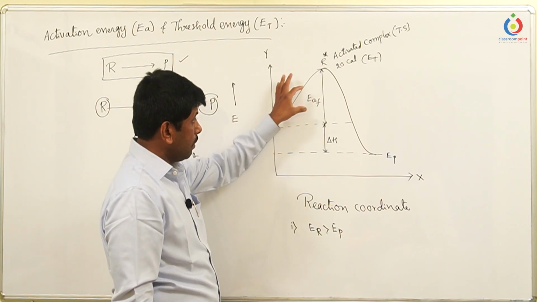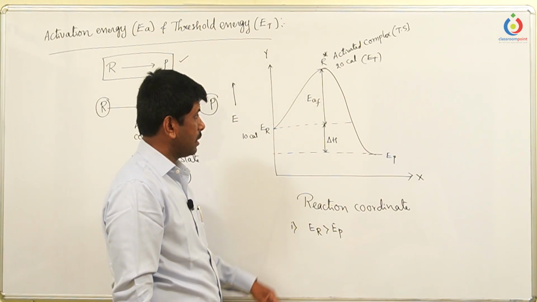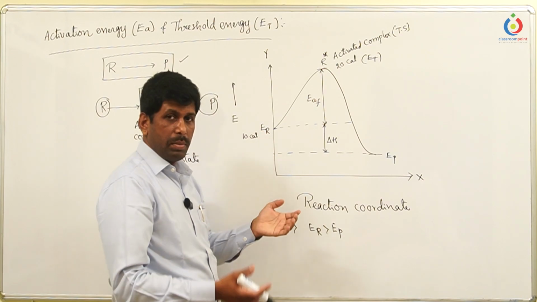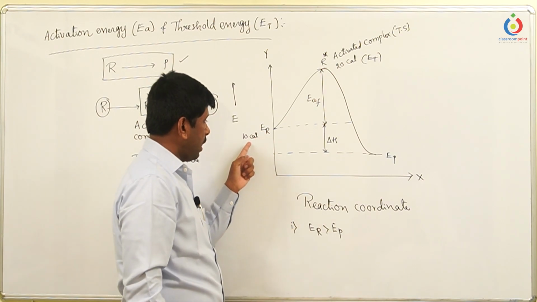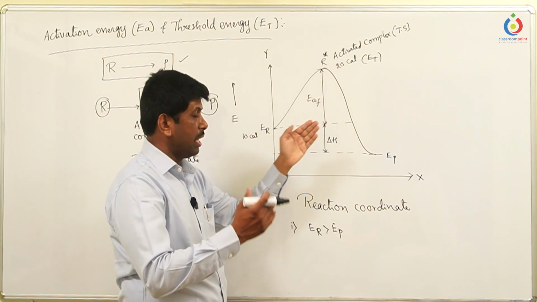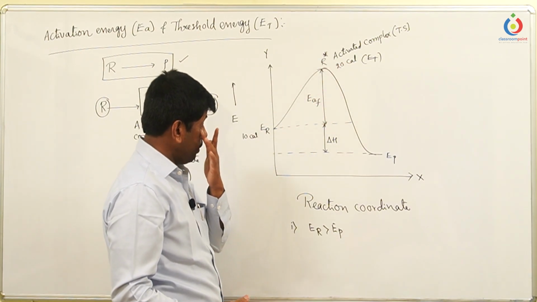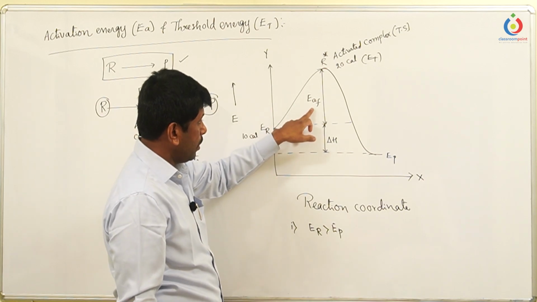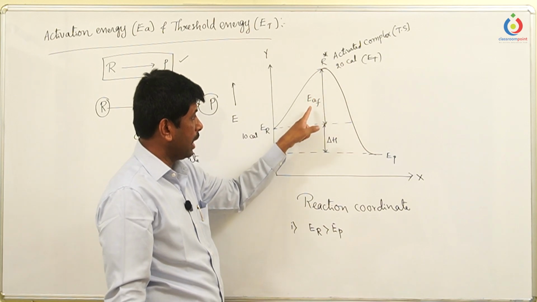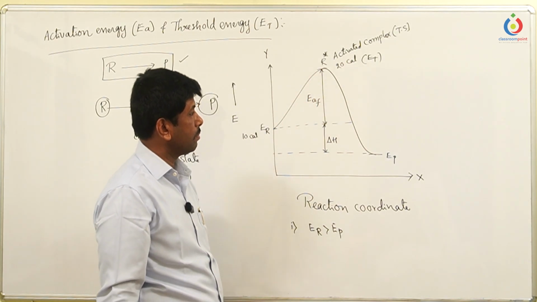What is the definition of the energy of activation for the forward reaction? The minimum energy that reactant molecules must acquire. Already they have 10 calories. They need a minimum of 20 calories, so an extra 10 calories they have to acquire. So the minimum amount of energy that reactant molecules must acquire to reach the threshold energy is called the activation energy, so that they get activated.